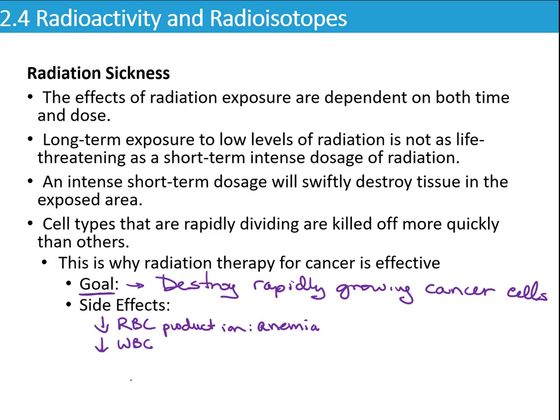So that's going to make you what? If you don't have a lot of white blood cells, what do you call that? You're susceptible, right? So you're at high risk. They call this immunocompromised, right?